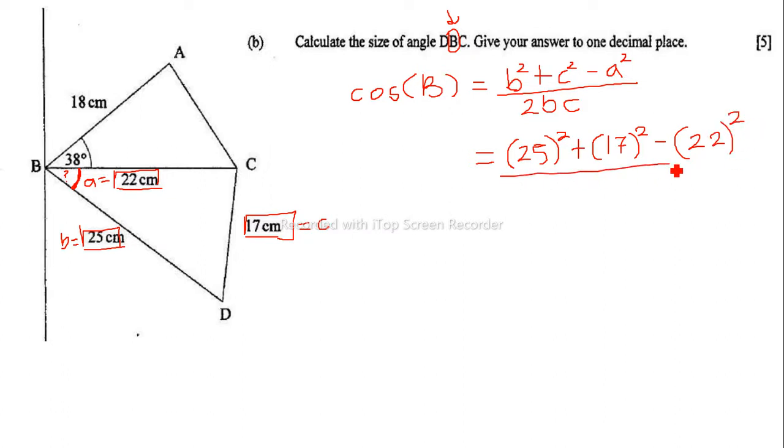Divided by 2. B is what? 25. 25. And C is what? 17. 17. That's going to be equal to 25 squared plus 17 squared minus 22 squared. So we're going to do that one time just to save us from doing so much calculations. So it's going to be 25 squared plus 17 squared minus 22 squared.